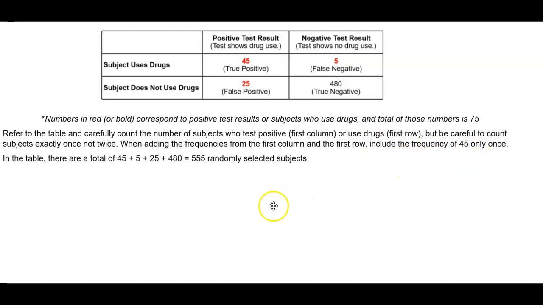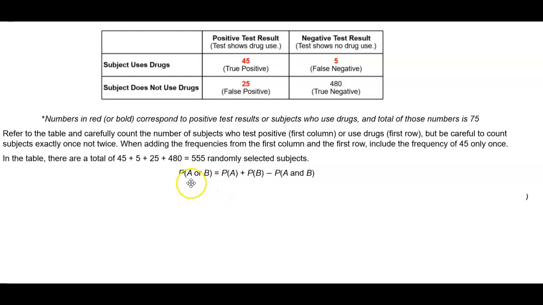In the table, there are a total of 555 randomly selected subjects, which is what was stated in the question, but to confirm that, we need to add up all those numbers. So 45 plus 5 plus 25 plus 480 is equal to 555 randomly selected subjects.